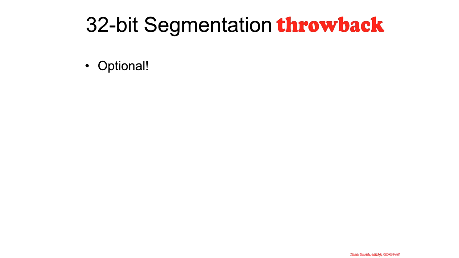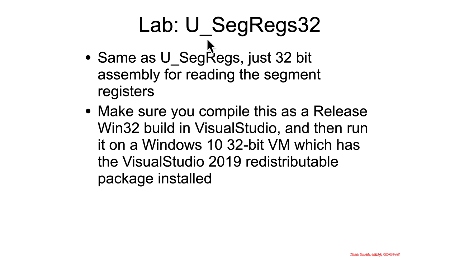Okay, and here's just a quick little optional video as a throwback to how segmentation was slightly different for the 32-bit systems. So I've provided a user space segment registers 32, which you can go ahead and make a 32-bit Windows VM and then run that on there.